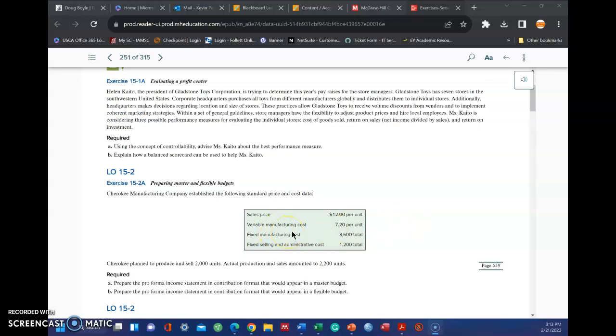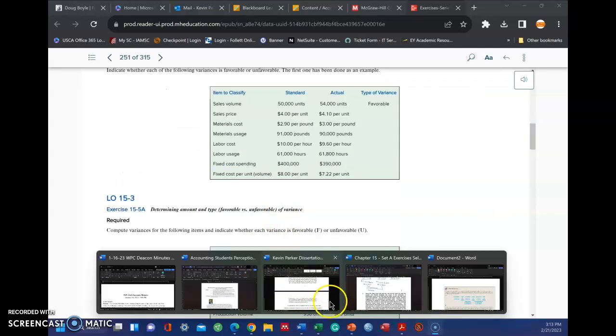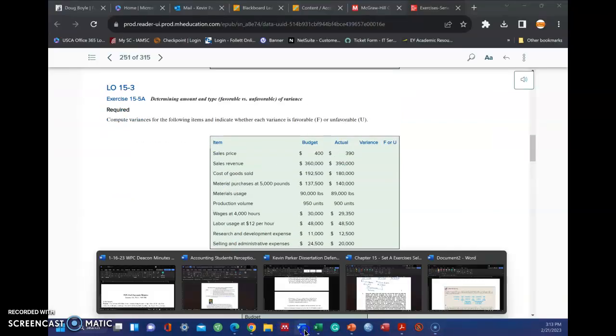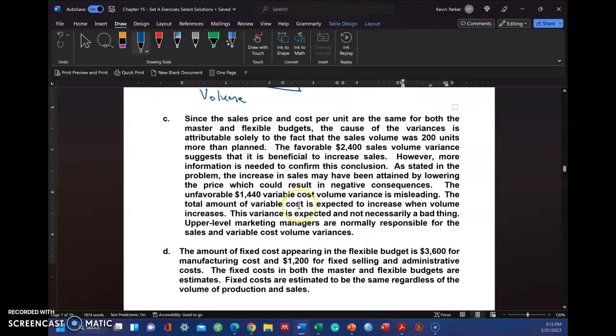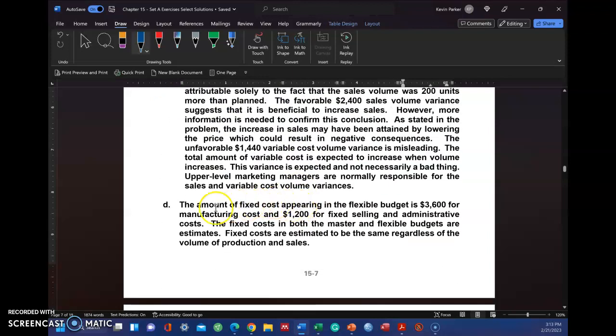So fixed manufacturing is 3,600 and fixed selling and admin is 1,200. All right, so we just looked them up, and that's the answer to D. The fixed cost for the flexible budget is 3,600 for fixed manufacturing, and 1,200 for fixed selling and admin. No matter what the volume is, it's going to remain 1,200 and 3,600 as long as it's in the relevant range.